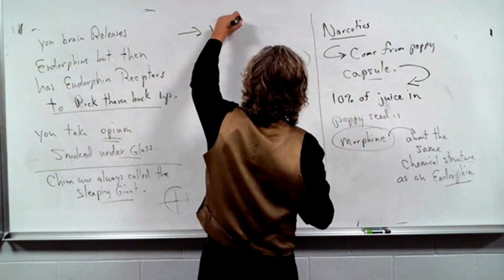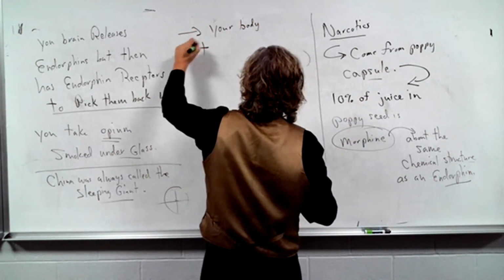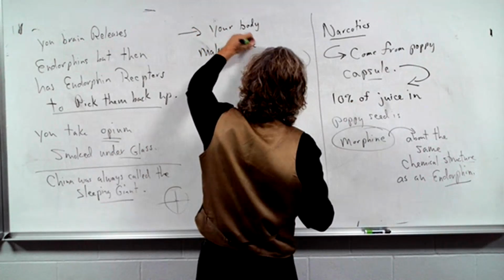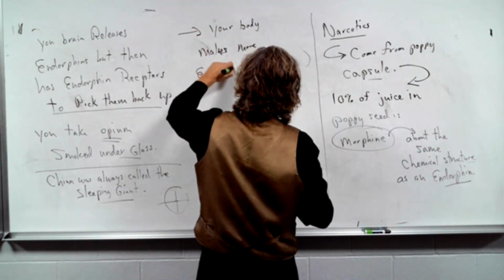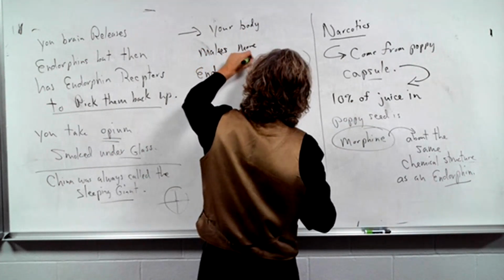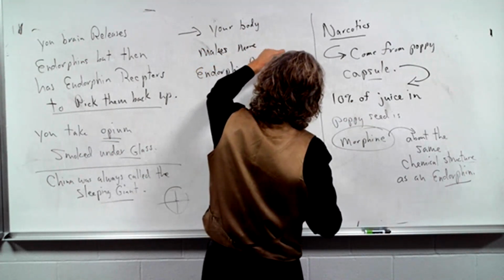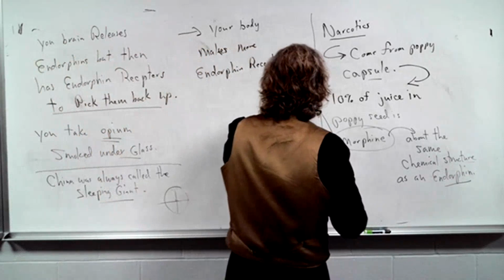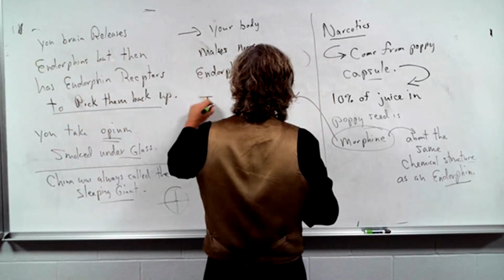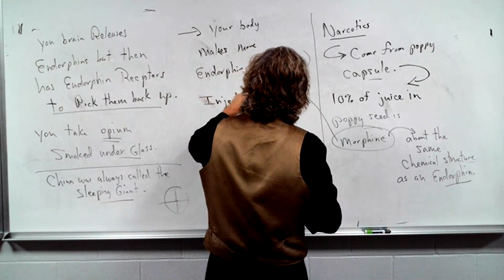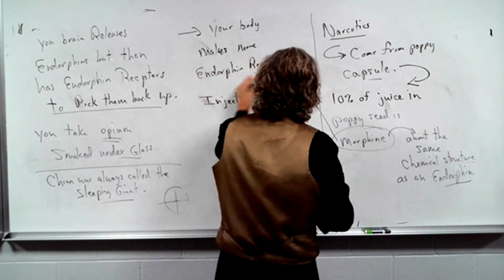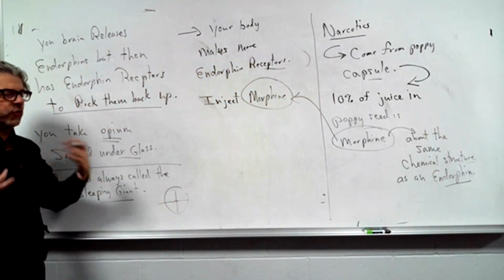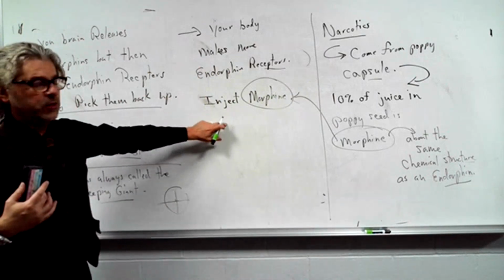So your body makes, if you can't blame it, more endorphin receptors. You have just given yourself, okay, and now we're past smoking it. Now we inject morphine. In the 19th century, if you're looking at the Sherlock Holmes stuff, people got addicted to injecting morphine.